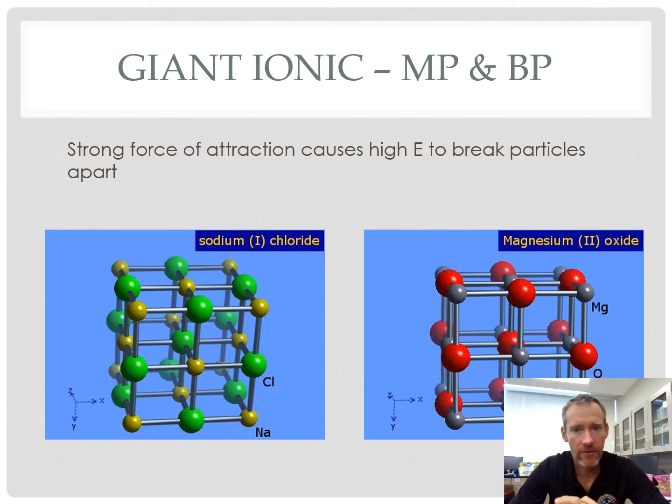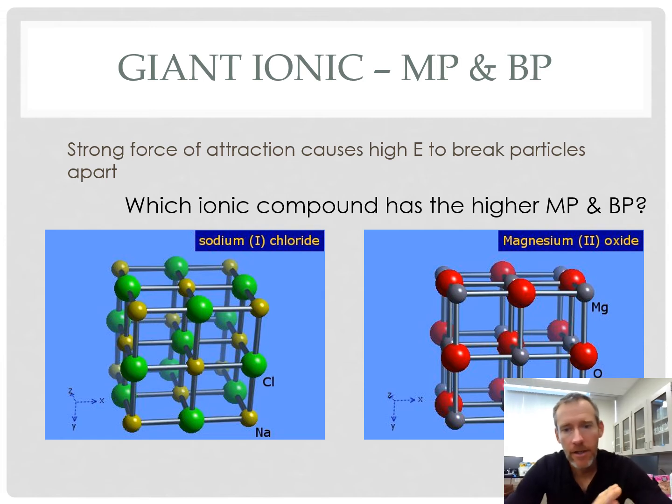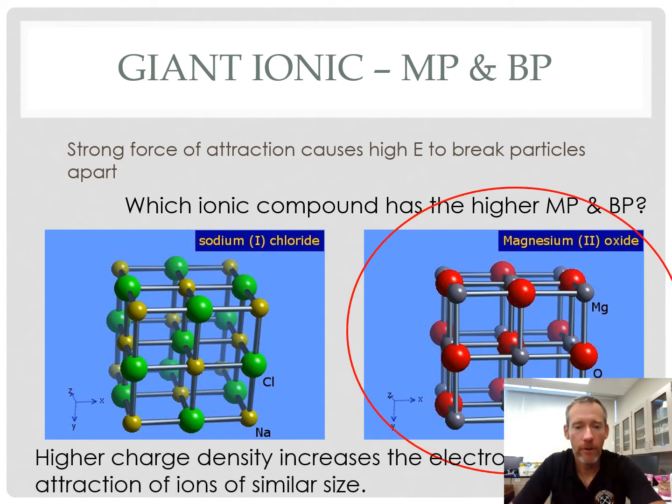Here are two structures: sodium chloride and magnesium oxide. It takes a high force to cause them to break. Which ionic compound has the higher melting point and boiling point? In this case, you're looking at what's holding them together, their electrostatic force. Which one has a higher electrostatic force? Sodium and chlorine are +1 and -1, whereas magnesium is +2 and oxygen is -2. The +2, -2 has a stronger hold, a stronger electrostatic force. That means it should have a higher melting point and boiling point.